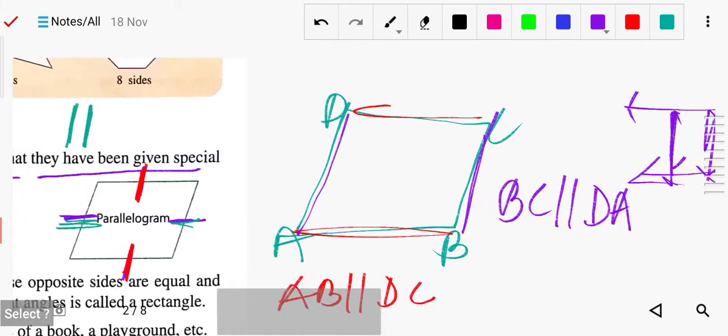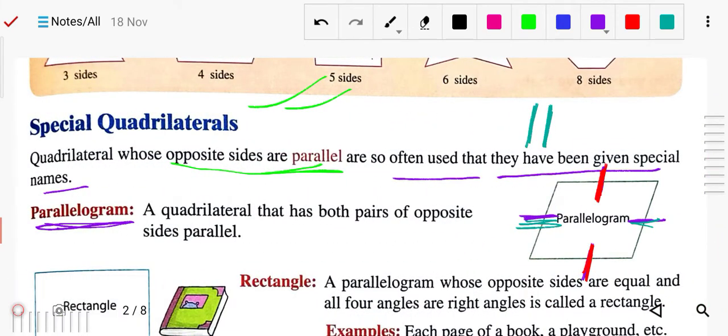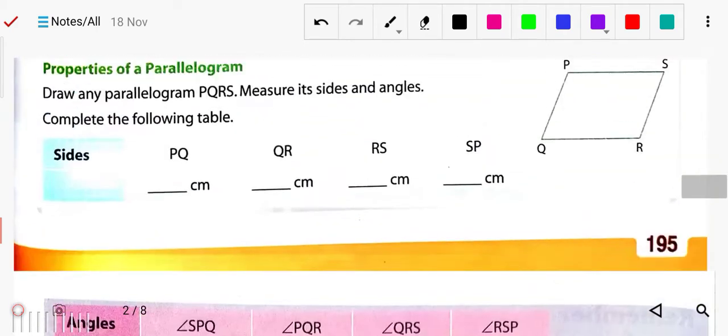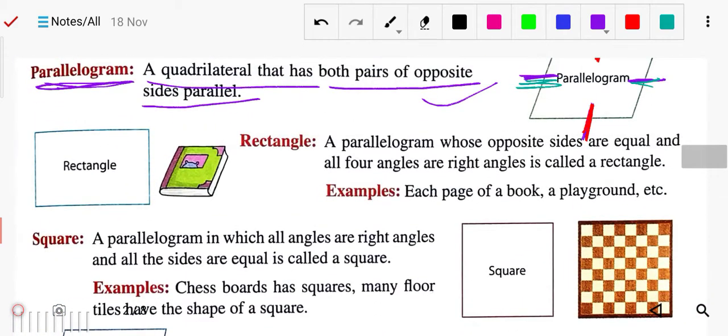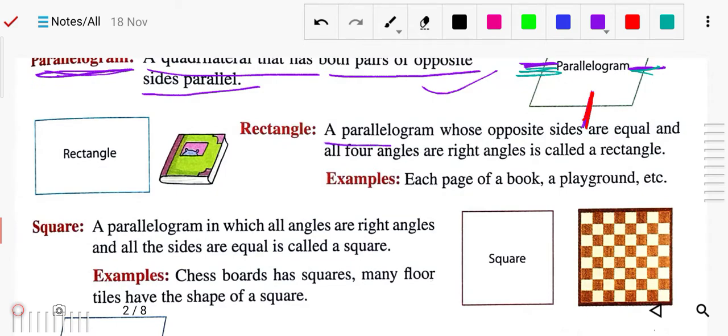Okay, so these are the parallel lines. So a parallelogram is a quadrilateral that has both pairs of opposite sides parallel. Now next we have the rectangle, a parallelogram whose opposite sides are equal and all four angles are right angles.